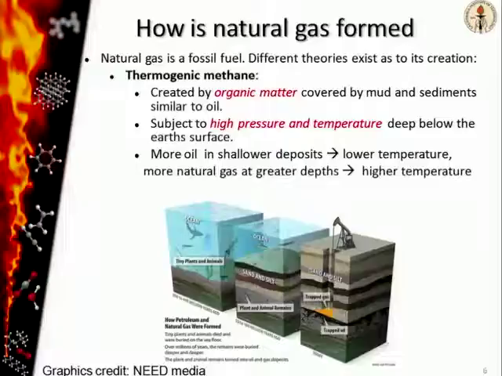Oil is created at shallower deposits because you have lower temperature there, while more natural gas is created at greater depths because you have higher temperature over there.